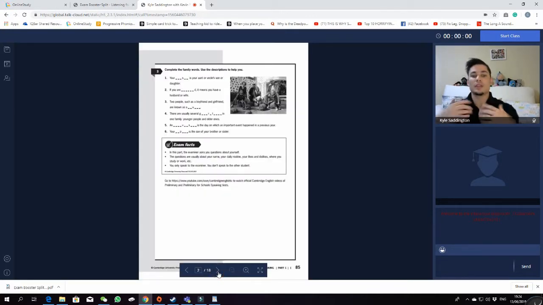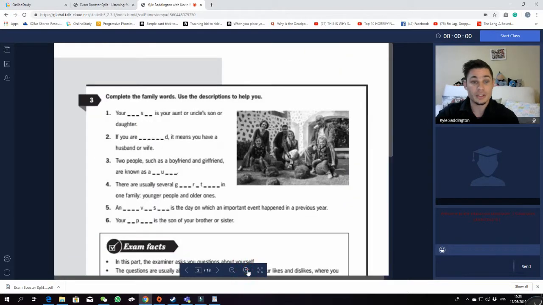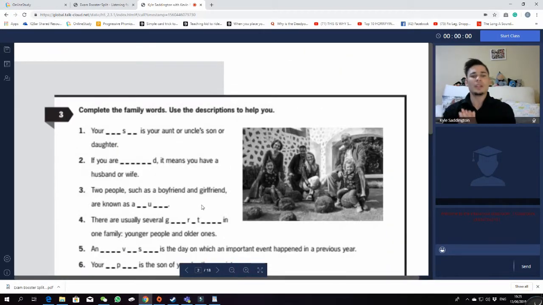So if we go down to this page, and I went through these 2 pages in the previous vlog as well, so I'm not going to touch on it too much. But now they're speaking about families. They've been given a letter in each one for the person to unjumble or guess what it is. Let's zoom in so we can see that nicely. Your something is your aunt and uncle's son or daughter. What could that be? It has an S in it.